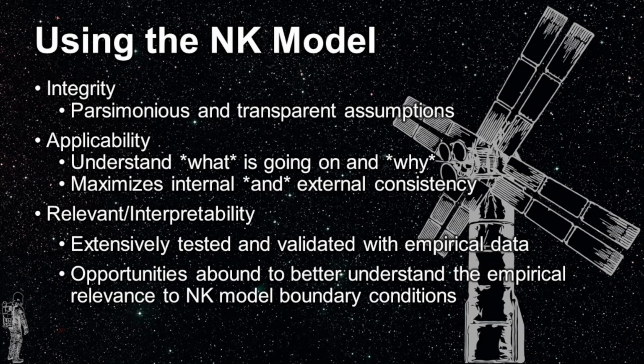The NK model has been widely used in organizational studies, and some of its most important characteristics are its integrity, applicability, and relevance or interpretability. Model integrity comes from the fact that it is parsimonious and transparent in its assumptions. Because it makes few assumptions, it is easier than other models to understand the results of a given simulation. Modelers understand what is going on and why with this model, which is hard to do with more complex simulation models. And since it is so widely used, results can be compared to baseline results, and those results can be fully replicable by others. Even though it is a fairly simple model, it demonstrates some complex dynamics.